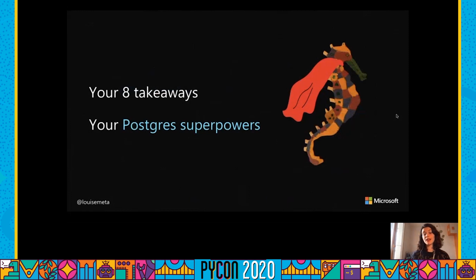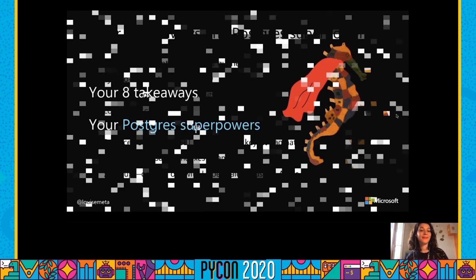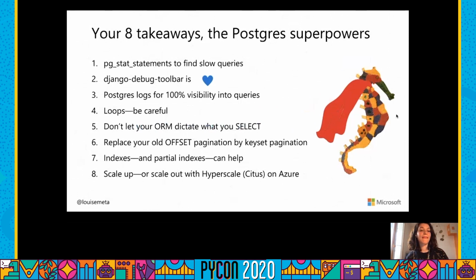So, conclusion. Here are the 8 things that I want you to remember about our amazing Postgres. First, pg_stat_statements to find slow queries. In general, it will help you catch what is wrong and find slow queries, and find queries that have been executed a lot, and that can in general help you understand what's going on on your database side.